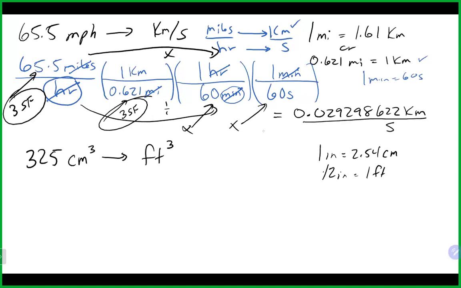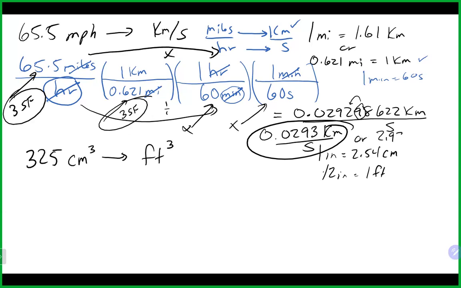So that's going to get us something like 0.029. And when we need to look at this number and round, 3 sig figs, kilometers per second. Or if you want to do a scientific notation, 2.93 times 10 to the minus 2 kilometers per second, if you'd like to do it that way. Any questions on that setup there?